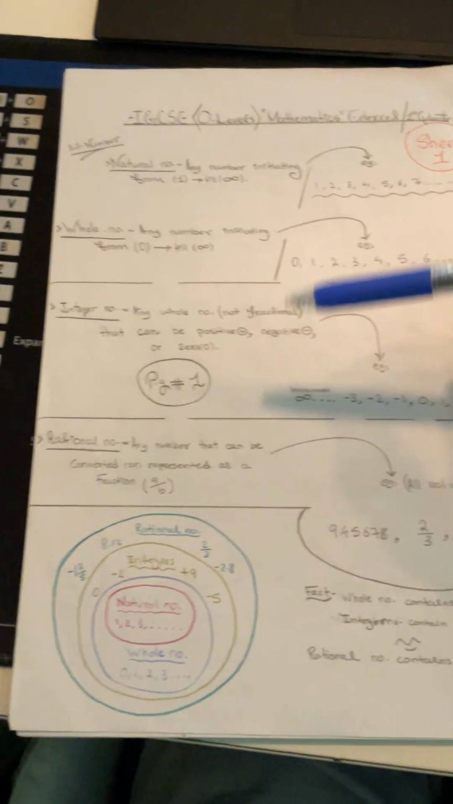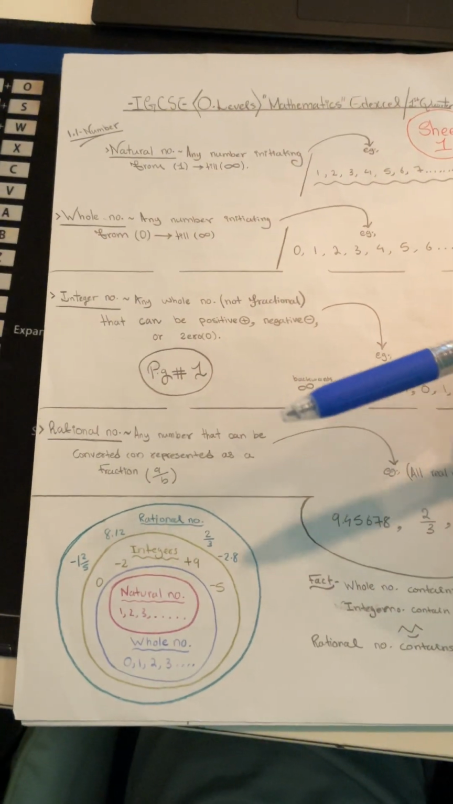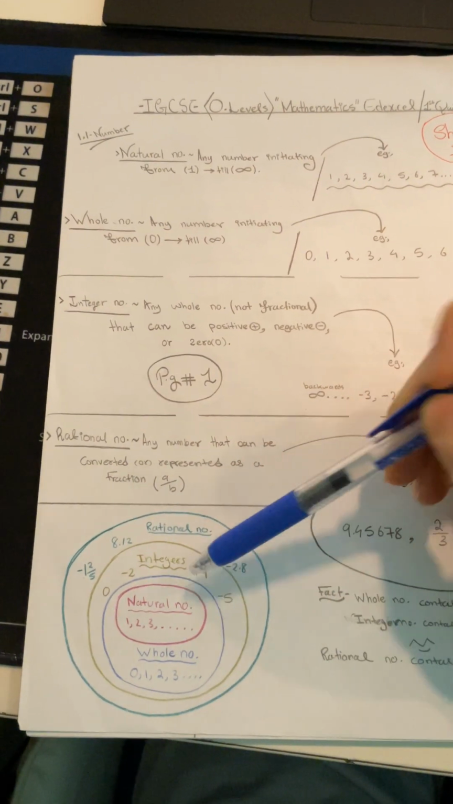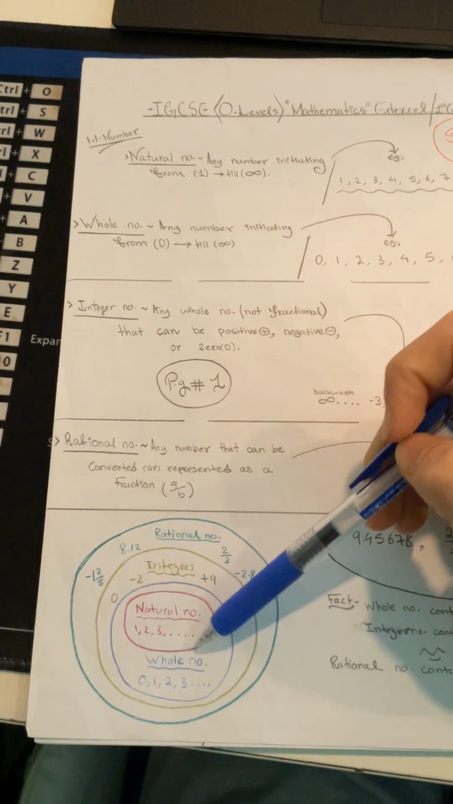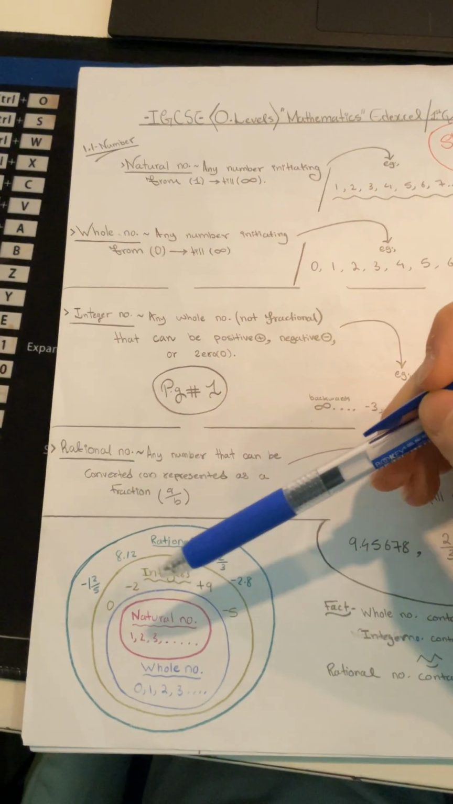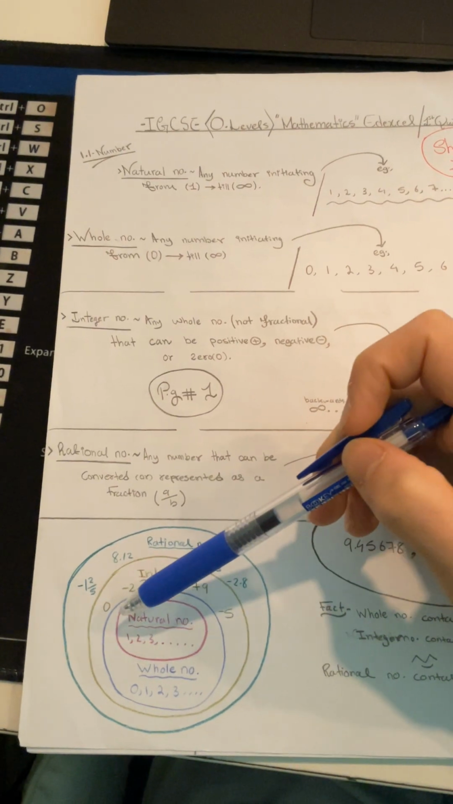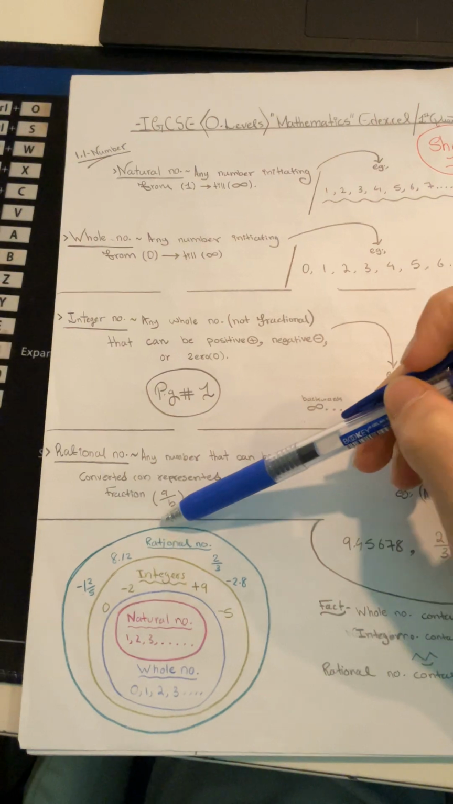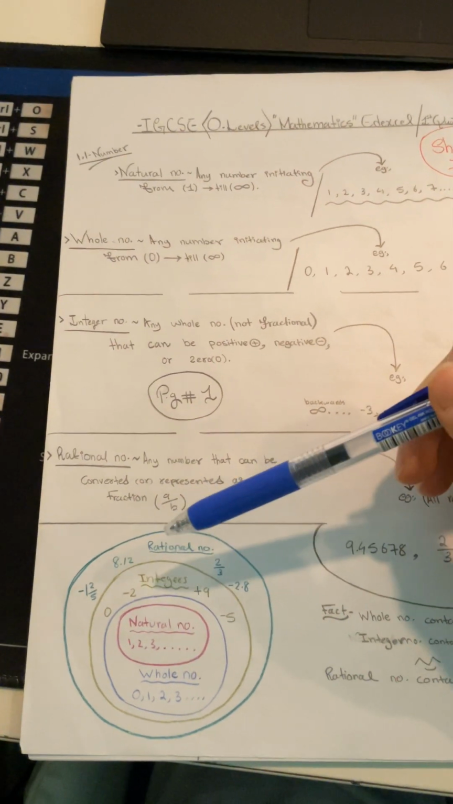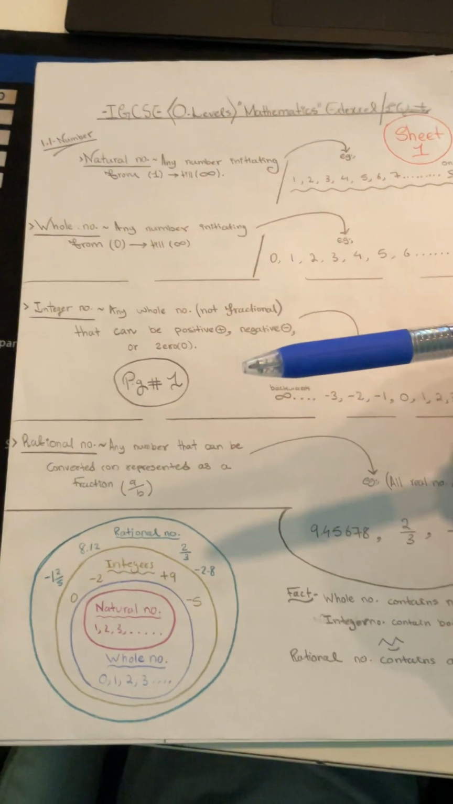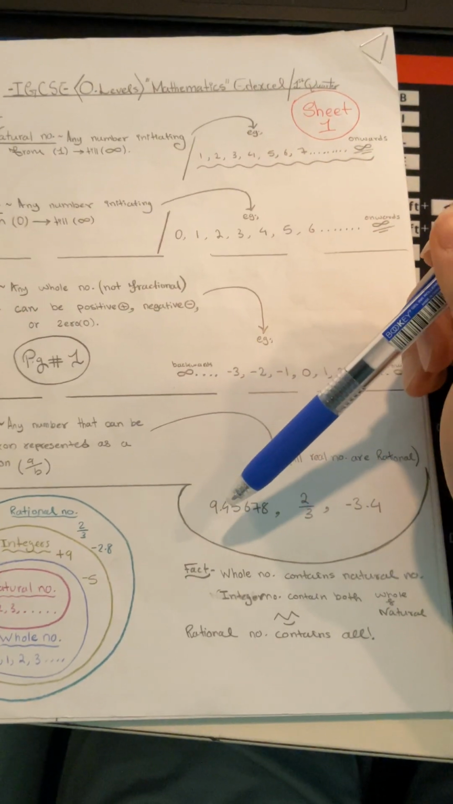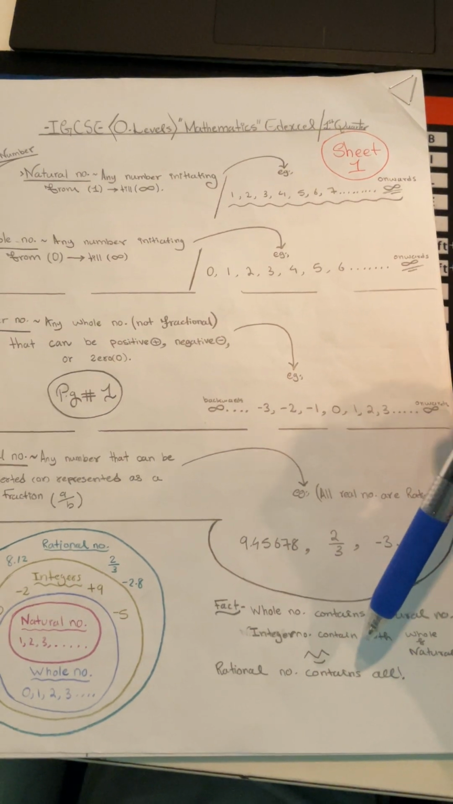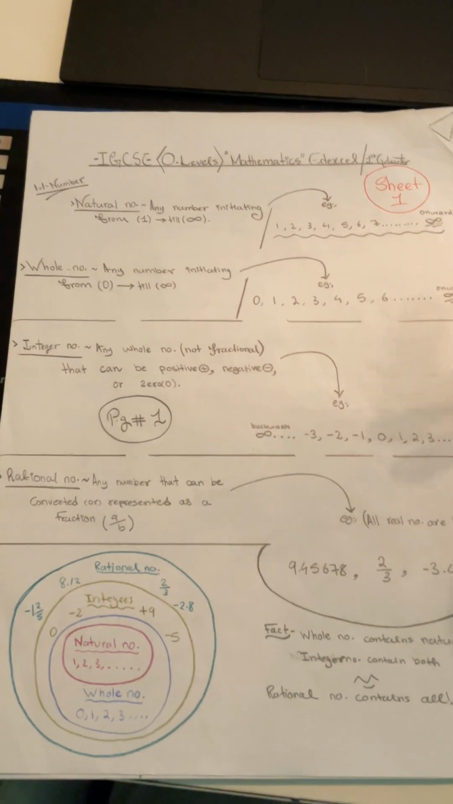So this is a small chart just to explain all the numbers. You start off with the natural numbers, 1 to infinite, then the whole numbers, 0 to infinite, then the integers can go behind 0, like -2, -9, -5, 0, 1, 2, 3, and then rational numbers, any number that can be represented as a fraction. A quick fact is that whole numbers contain natural numbers, integers contain both whole and natural numbers, and rational numbers contain basically everything.